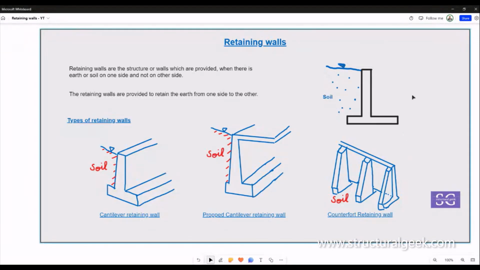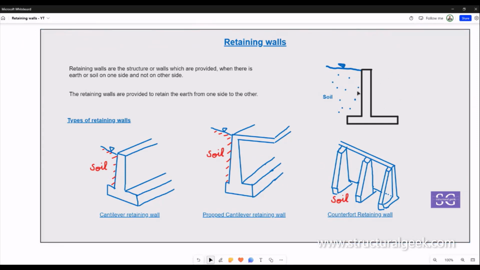So let's take an example of this particular wall over here, which is shown in black. On one side we can see that the soil is there, and the other side is, let's say, inside of a building or maybe like a boundary wall where we don't have any earth. So, in other words, we can say retaining walls are provided to retain earth from one side to the other. So, we don't want the soil or the earth to go in that portion of the area.